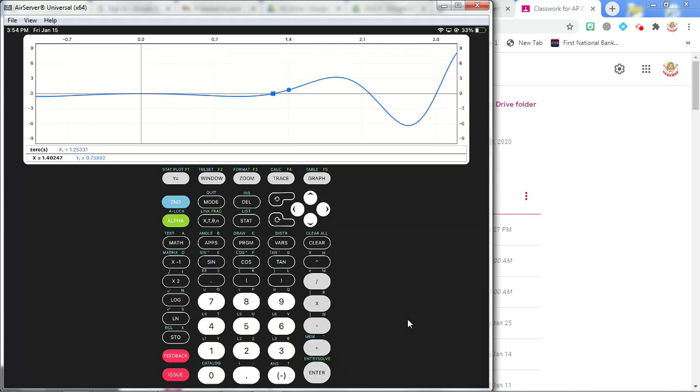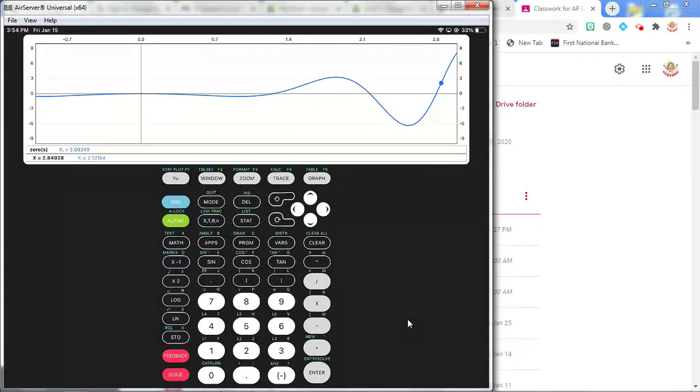All right, and then there are a couple other zeros we are going to need to get. Okay, that one is when x is 2.1708. Right, and then 2.80249.